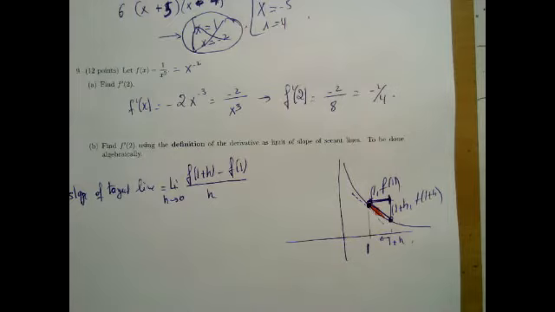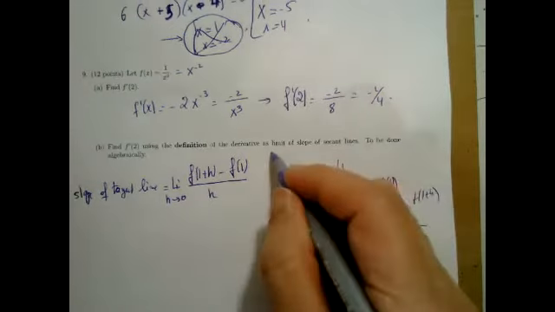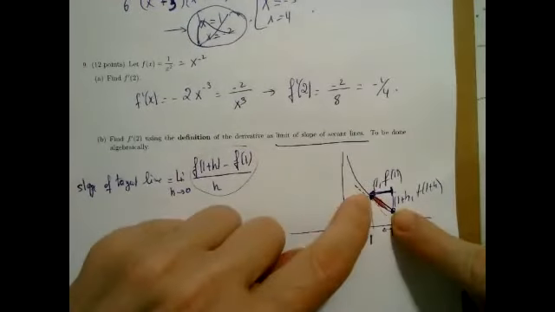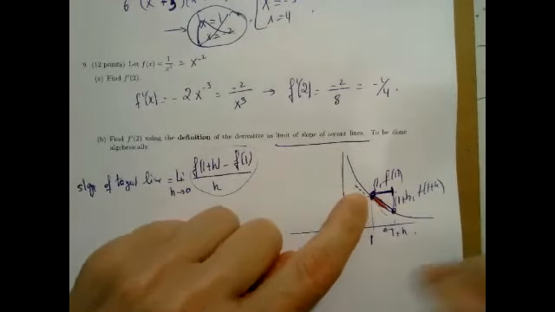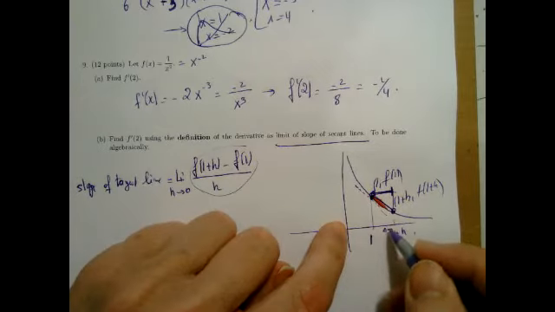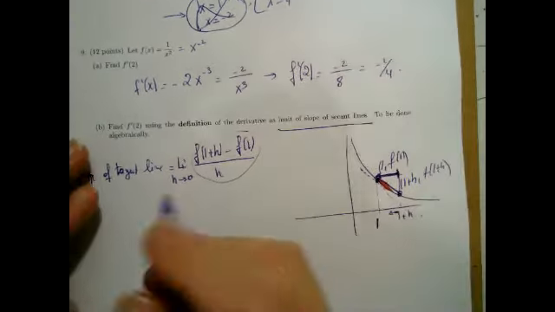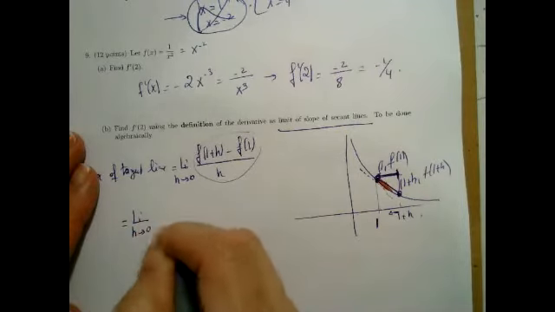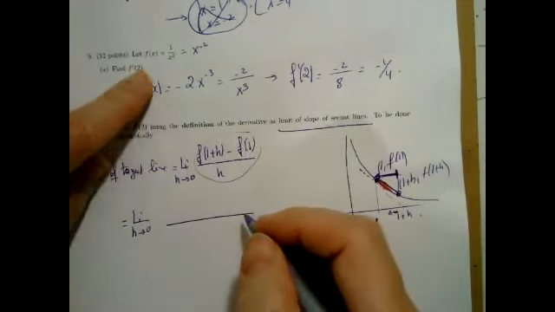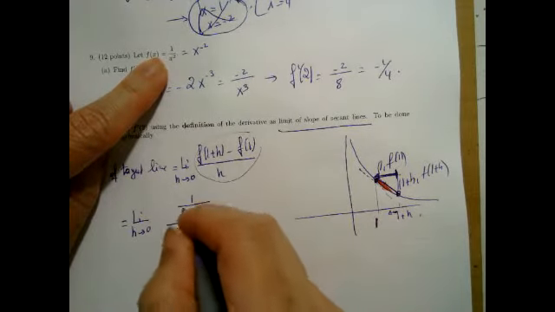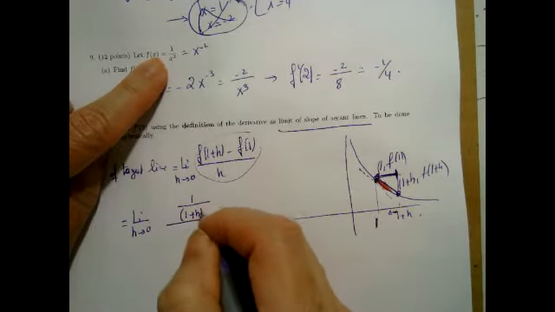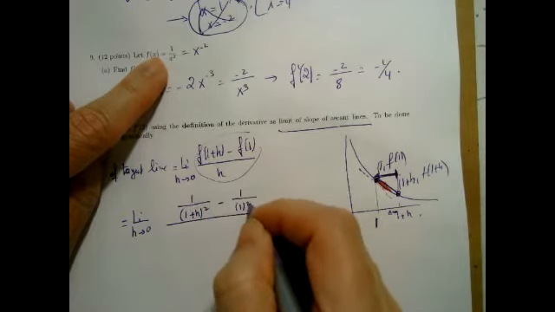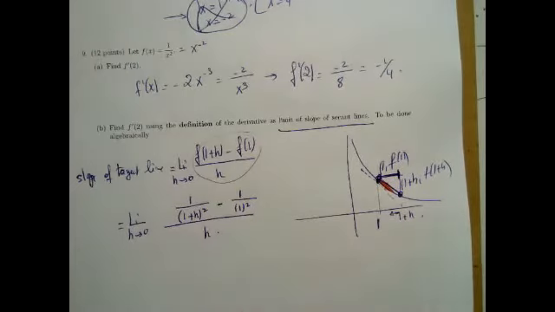And that's really what the derivative is. That's what I meant by the slope of the secant line, the line we see right here. And we're asking ourselves, when h becomes smaller and smaller, what happens to those slopes? Now we're going to substitute and find this limit. So this is 1 over the quantity 1 plus h squared, minus 1 over 1 squared, divided by h.